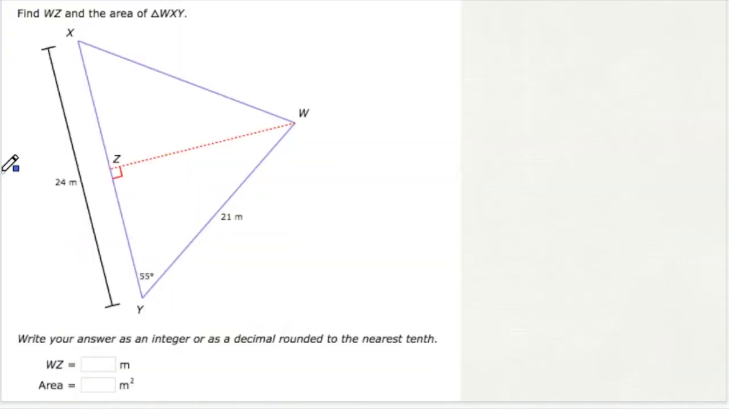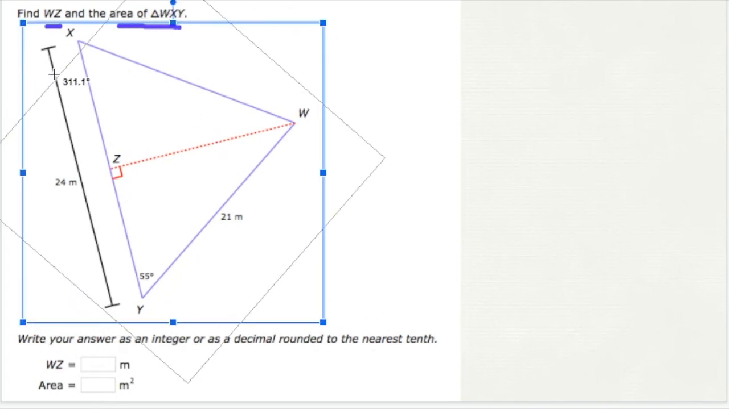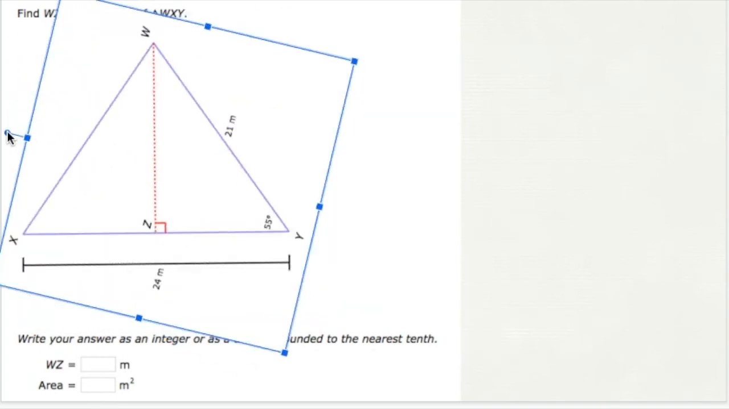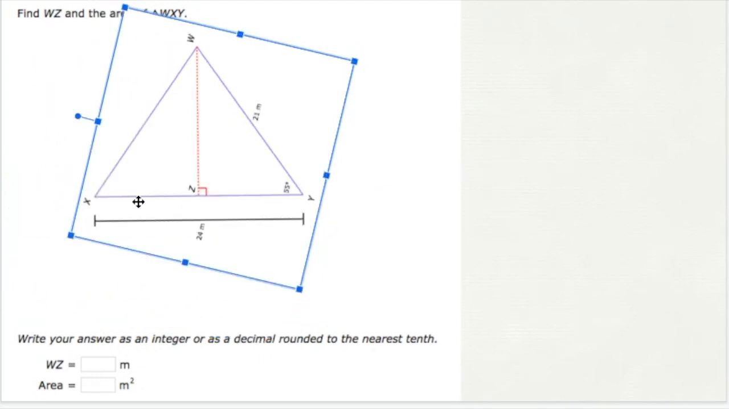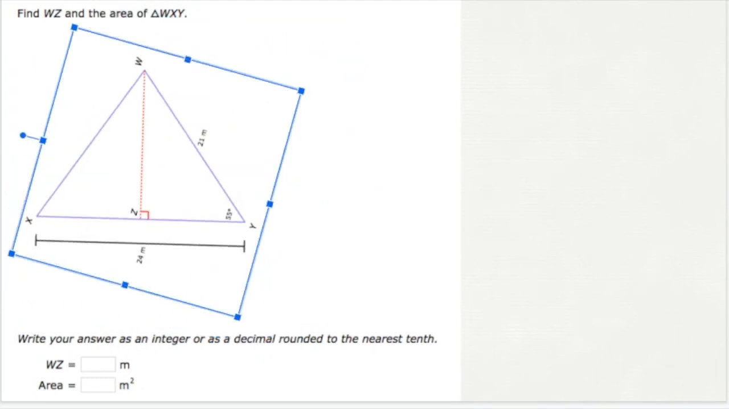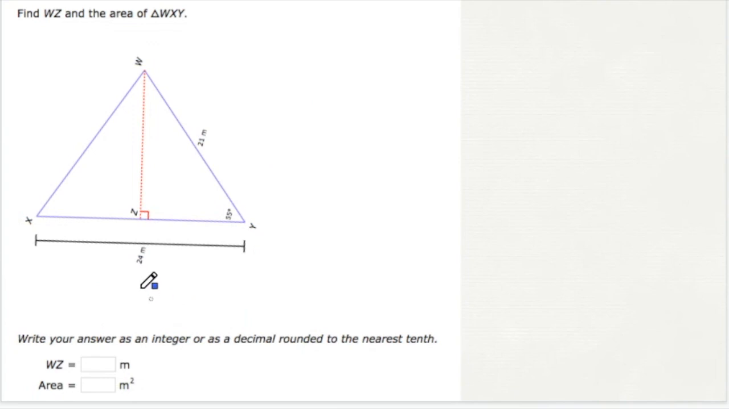So in this example, we're trying to find WZ, which is the height of this triangle, and also the area of this triangle. To make it a little easier, I'm going to turn this picture so I can see the height as a height, and also 24 as my A or as my base. Now we can just label this triangle. The base is A, which is 24 meters, and the height, which is WZ, is what we're looking for.